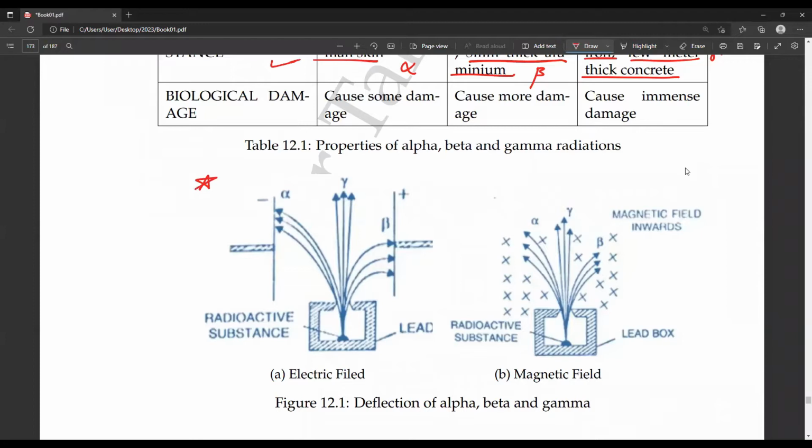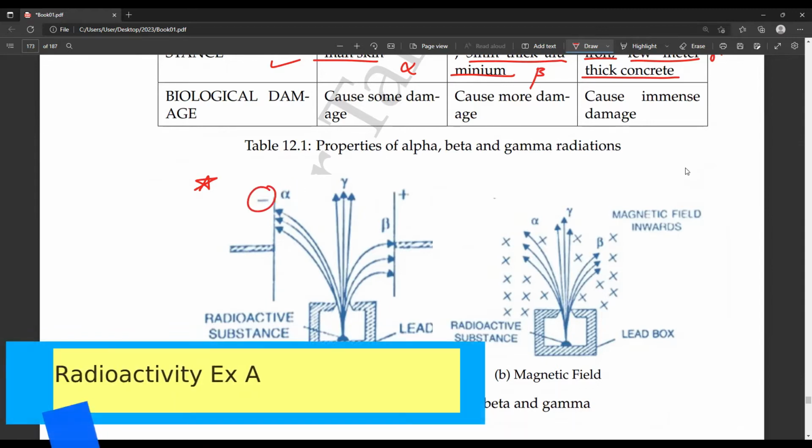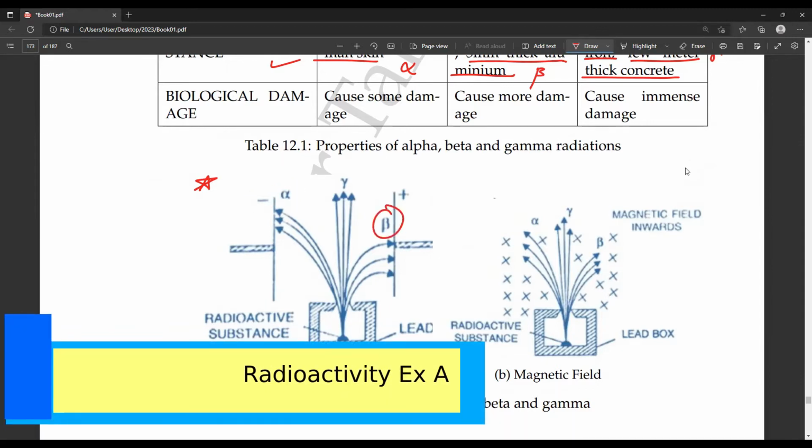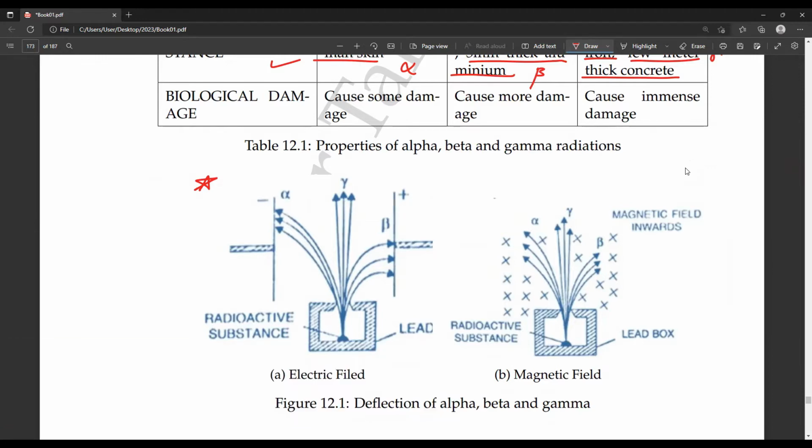These diagrams are very important. Like I told you, the deflection that is caused. So when the alpha particle is deflected towards the negative plate because it is positive, and the beta particle is deflected towards the positive plate because it is negative. What is very important for you to note is that the beta particle deflects early and the alpha particle deflects late.